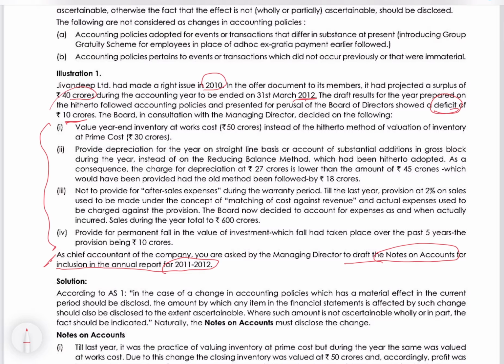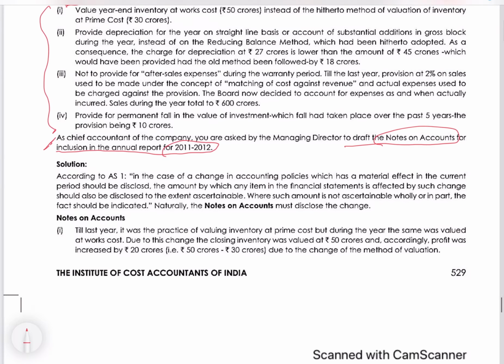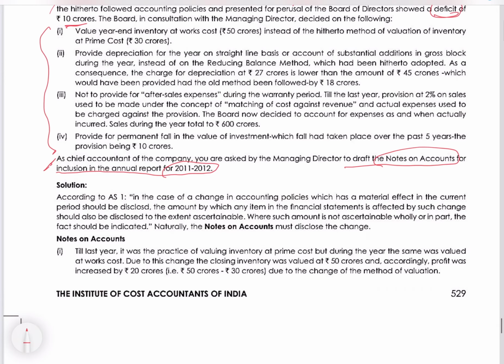Okay, so the solution will be, first we have to quote from AS1 what has made you decide to make this a part of notes to accounts. So you should say, in a case of changing accounting policy which has a material effect in the current period, it should be disclosed. Yes, that has reduced its profits. So it has material impact. It is in crores, and if it is in crores, yes, it is a material impact.